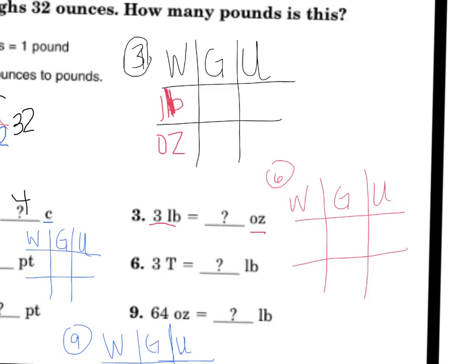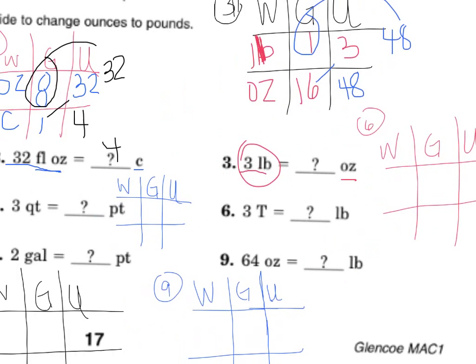So when I look at my chart, I see that 1 pound is 16 ounces. So then 3 pounds. Now let's cross multiply and divide. 16 times 3 is 48, and 48 divided by 1 is 48. Number 4.